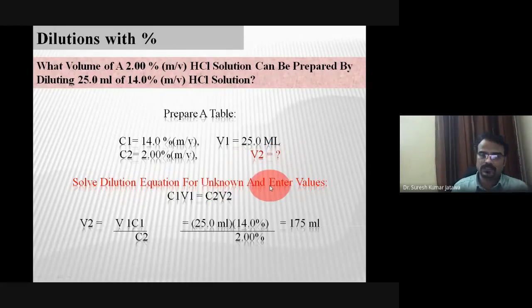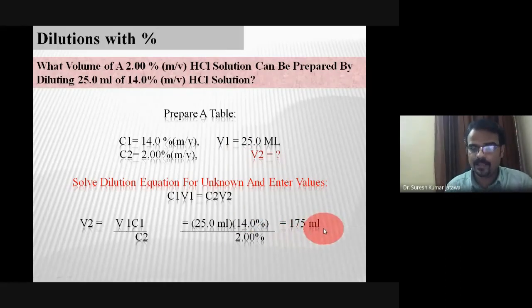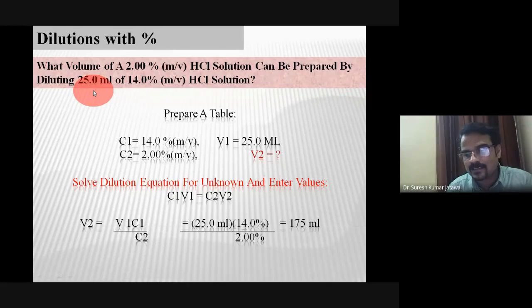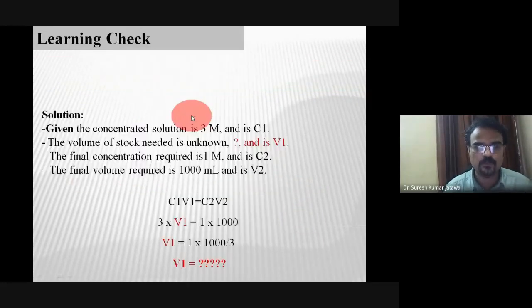Enter these values in C1 V1 equals C2 V2. Very easy. Nothing is difficult. So you solve it for V2, then it becomes V2 equals C1 V1 upon C2, which is 25 into 14 divided by 2. It becomes 175 ml. If you add 175 ml distilled water and 25 ml of 14% mass by volume HCl solution, the final volume is 200 and it becomes 2% mass by volume.